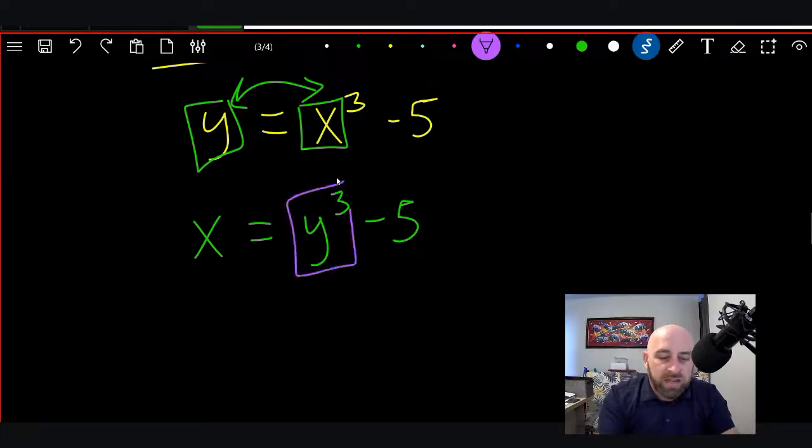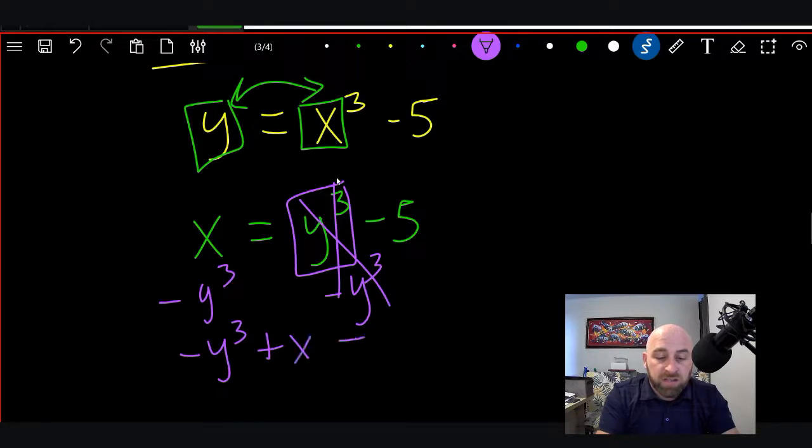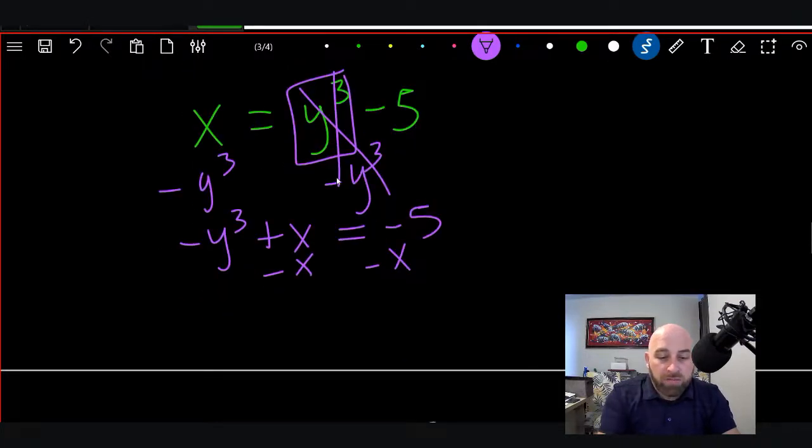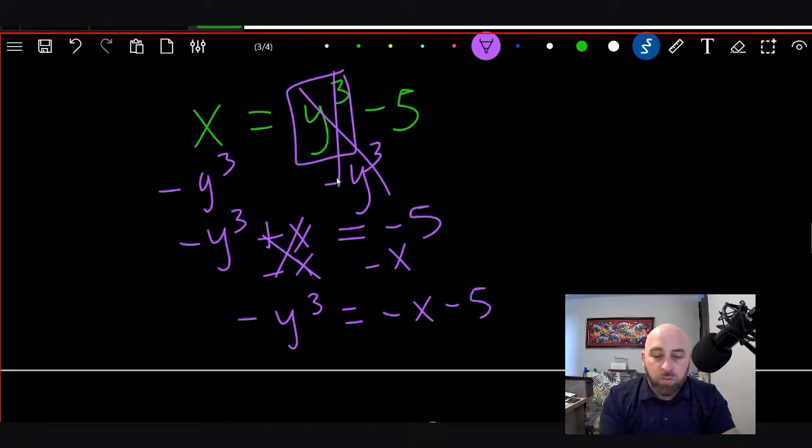So if I take my y cubed and move it by subtracting y cubed from both sides, that's going to cancel, and I'm going to get negative y cubed plus x equals negative 5. And then I subtract my x from both sides. So now I have negative y cubed equals negative x minus 5. Well, look at all those negative signs. I just multiply a negative 1 through there, and it changes all those signs, and I end up with y cubed equals x plus 5.